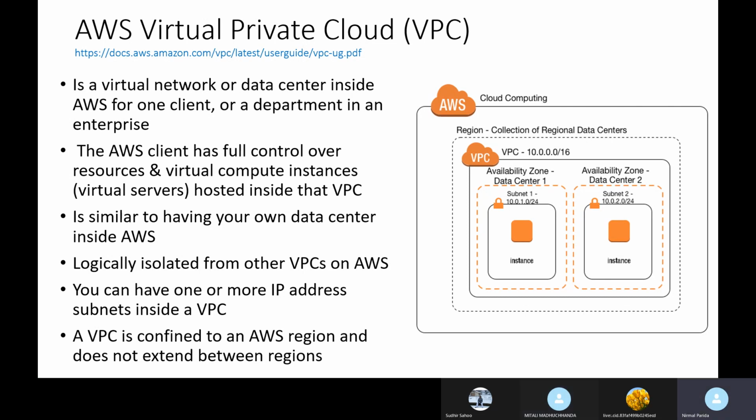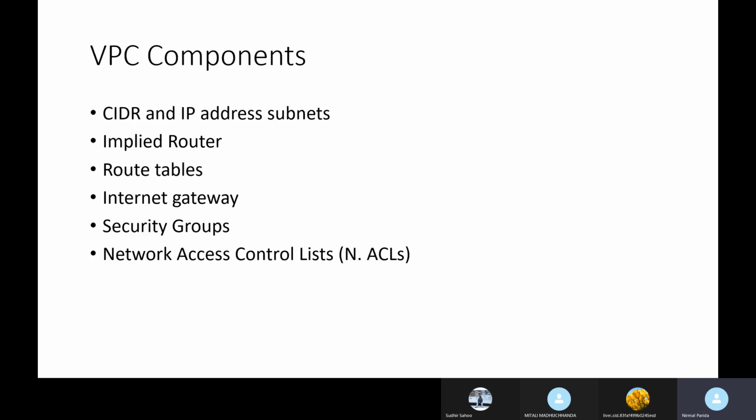One VPC is confined to one AWS region, and it does not extend across regions. But one subnet is specific to one availability zone. A subnet cannot expand to more than one availability zone. This is specific, but in one availability zone you can create multiple subnets. We'll discuss that. So the basic components of a VPC are the CIDR block, IP addresses, and subnets.